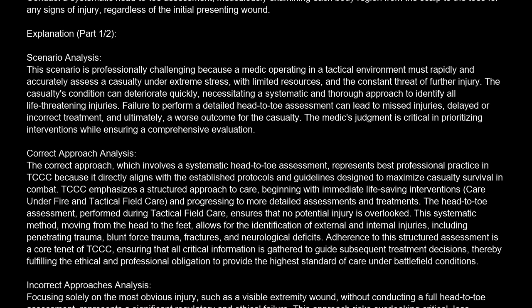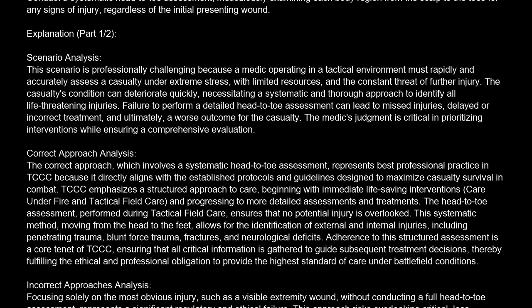assess a casualty under extreme stress, with limited resources and the constant threat of further injury. The casualty's condition can deteriorate quickly, necessitating a systematic and thorough approach to identify all life-threatening injuries. Failure to perform a detailed head-to-toe assessment can lead to missed injuries, delayed or incorrect treatment, and ultimately, a worse outcome for the casualty. The medic's judgment is critical in prioritizing interventions while ensuring a comprehensive evaluation.